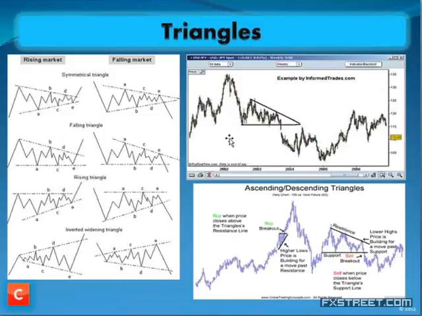You can see here how the triangle played out, and once we didn't actually get to the apex of the triangle here, because you just drew the lines on, and down we came. Little pattern here, little breakout, up we go. You can see here where you'd see the falling triangle and the symmetrical triangle, and then down we went.